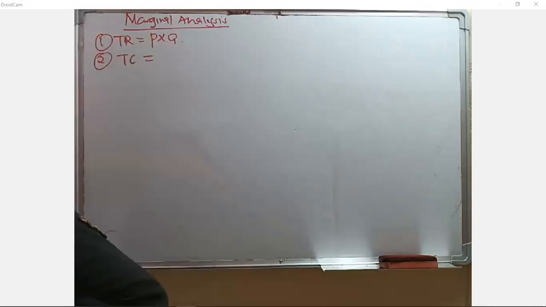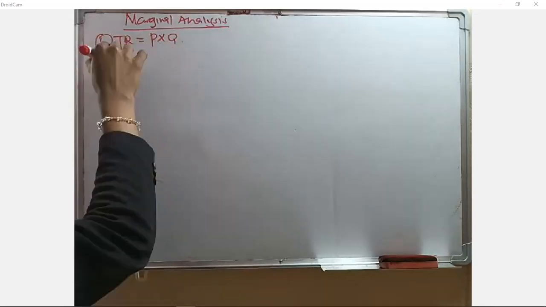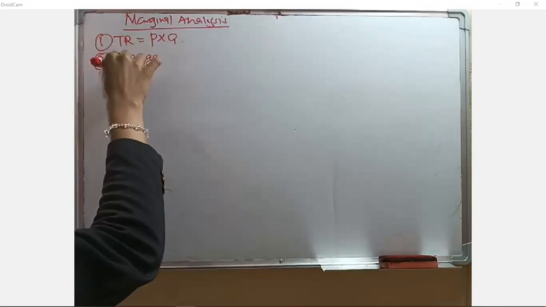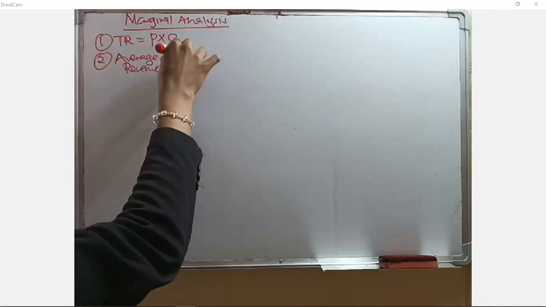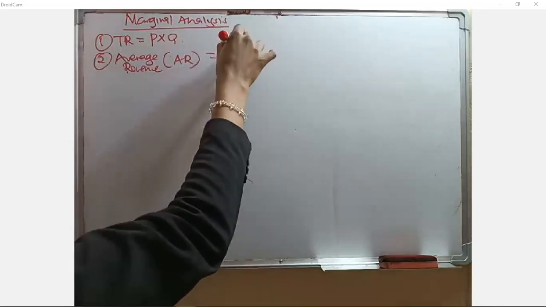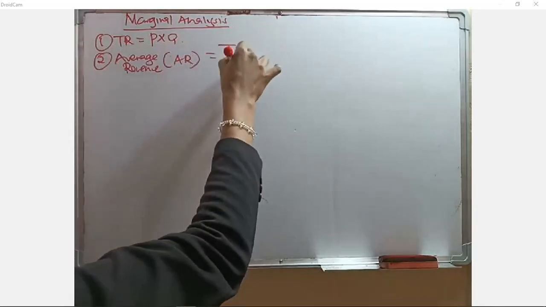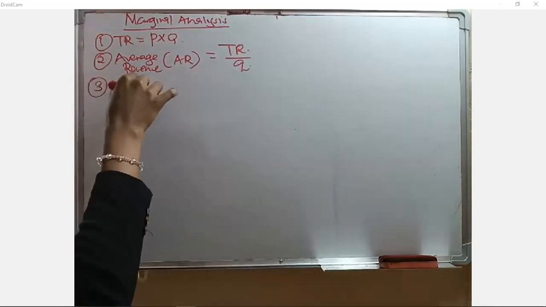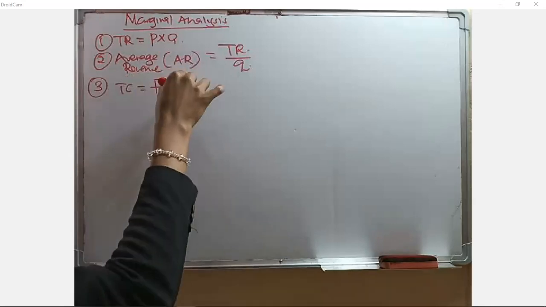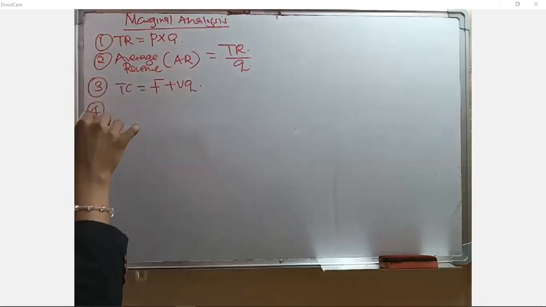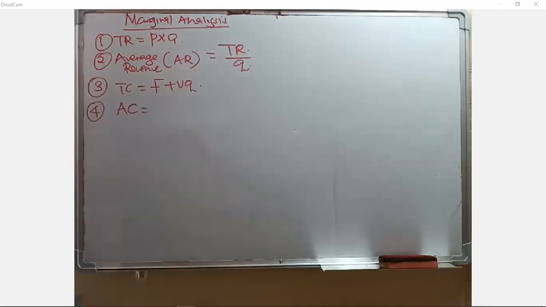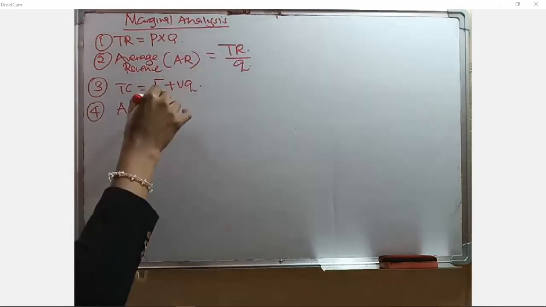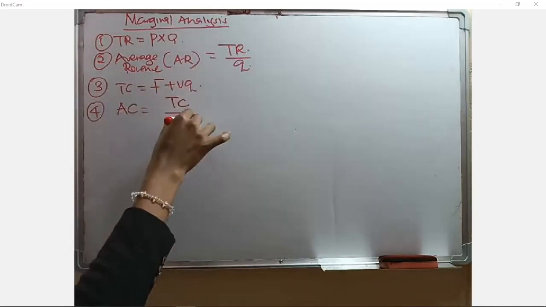Number one, total revenue function: you take price times quantities. Number two, the examiner will be giving you average revenue, which we talk about as AR. To get the average revenue, the examiner has taken the total revenue and divided it by quantity. Number three, we have the total cost function, where we take the fixed plus variable costs. Number four, the examiner will be able to give you average cost. To get the average cost, the examiner normally takes the total cost and divides by the quantity, right?